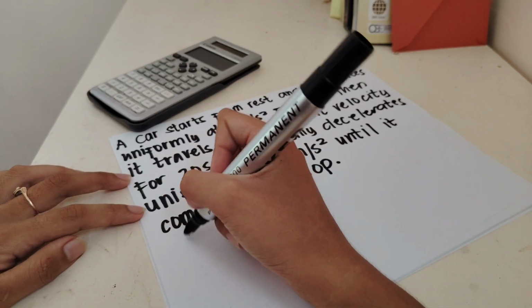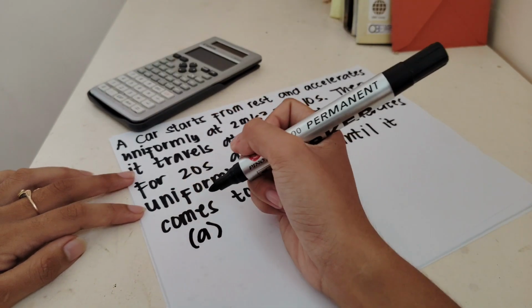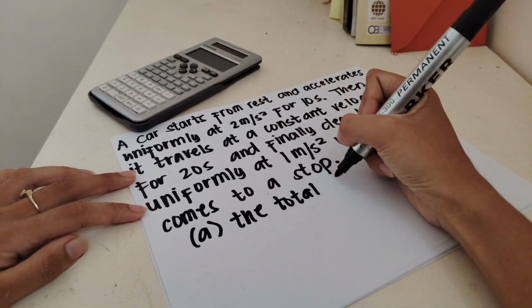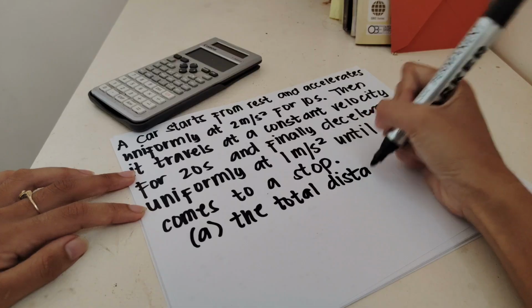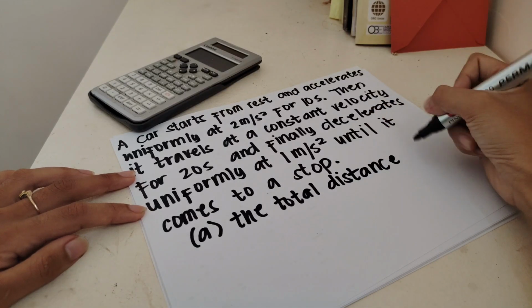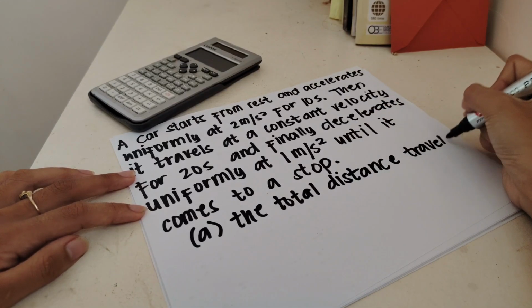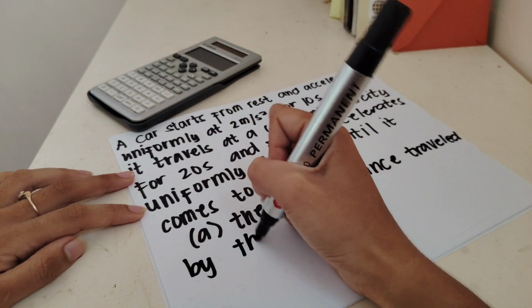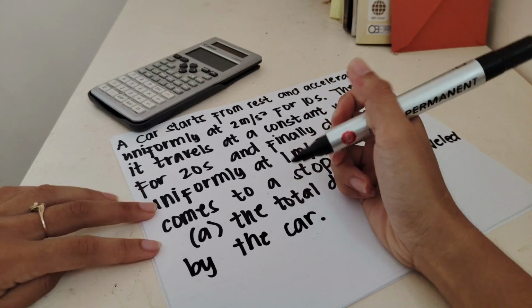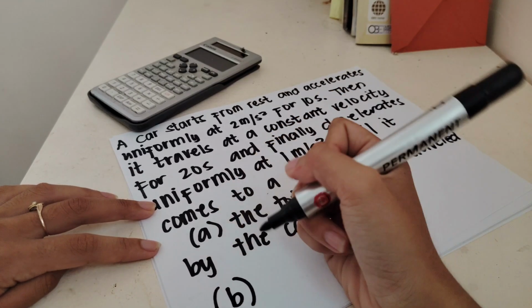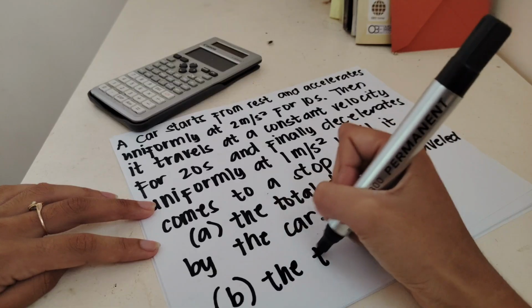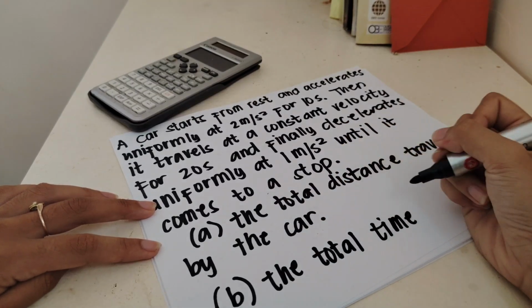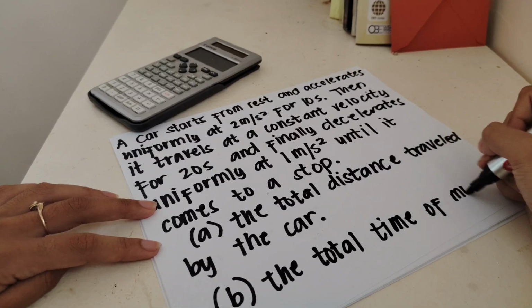Find the total distance traveled by the car, and second, the total time of motion.